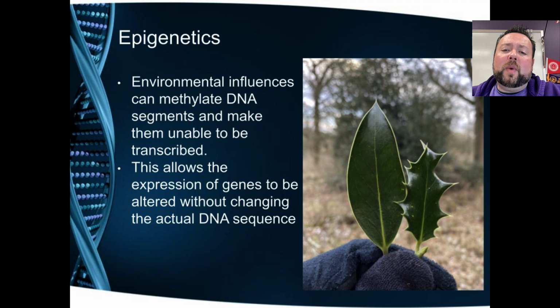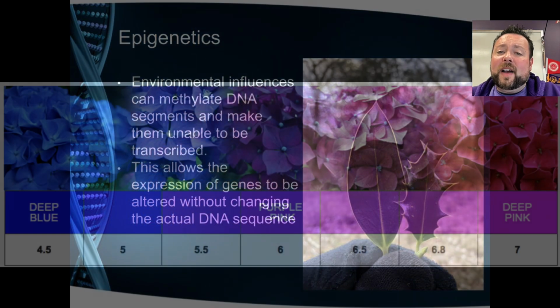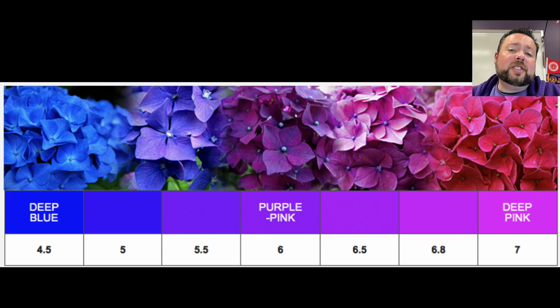Epigenetics is just one way that the environment can change the expression of genes. In certain species of hydrangeas, the flowers will change color based on soil pH. In acidic soil, the flowers will turn a lavender blue color. In basic soil, the flowers will turn a pink color.